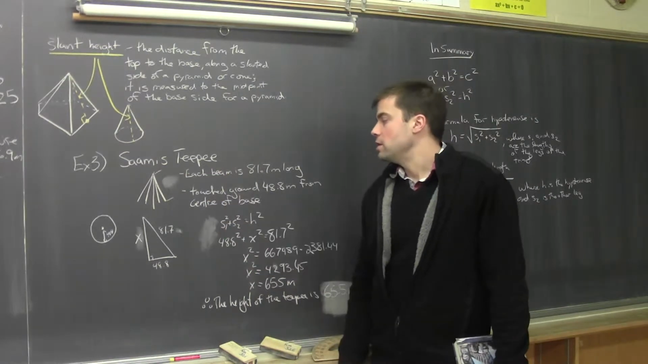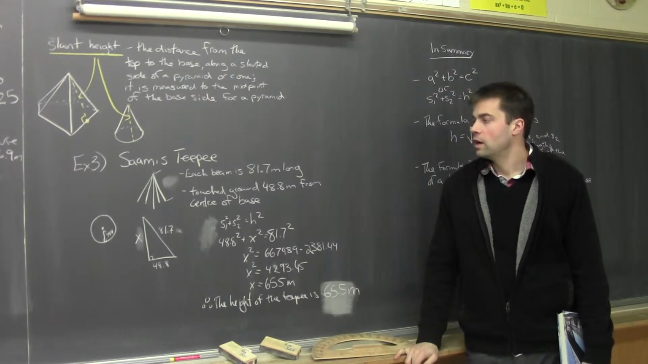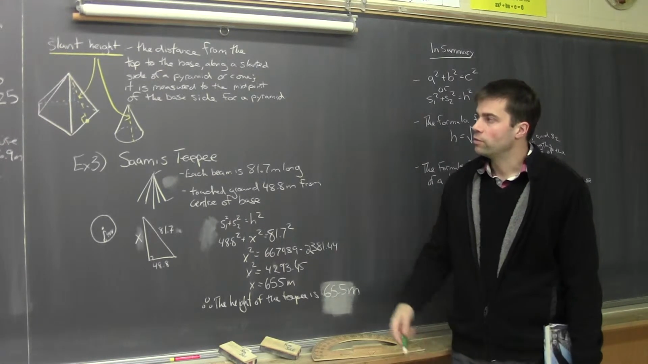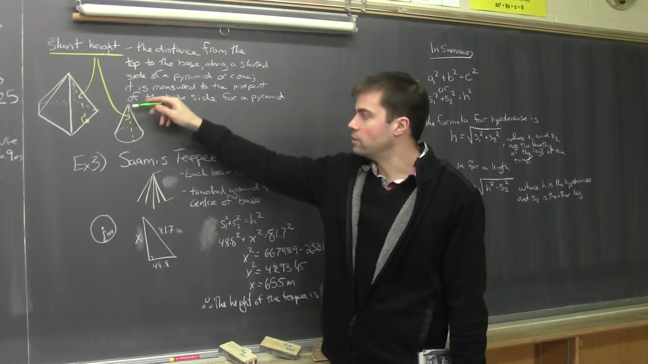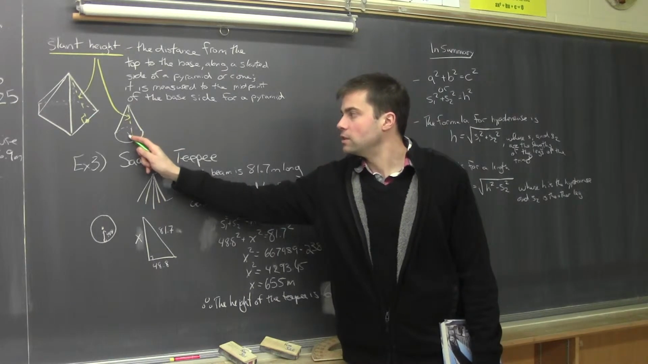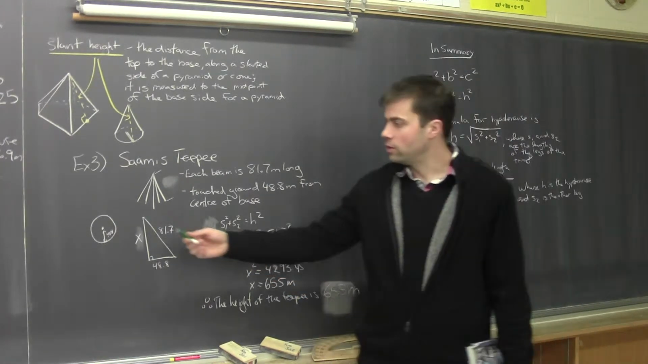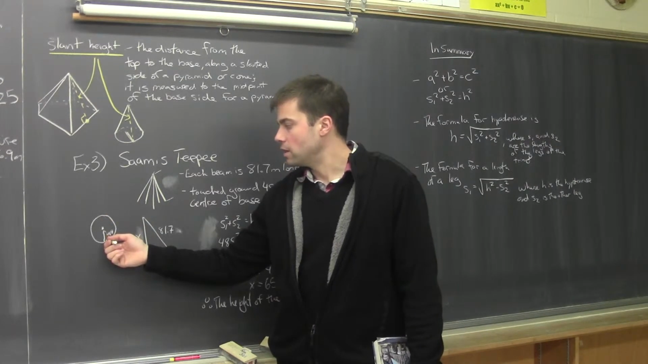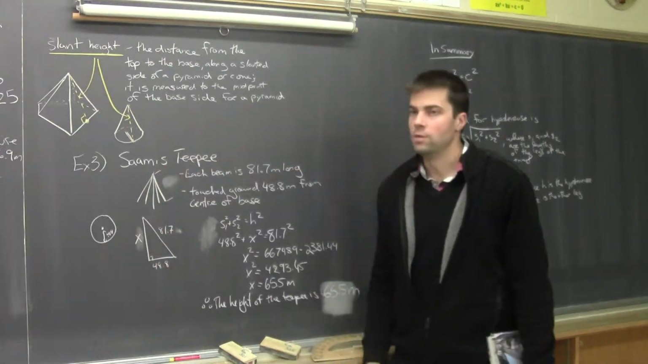So in the same TP problem, it tells us that each beam is 81.7 meters long, and it touches the ground at 48.8 meters from the center of the base. So if this is our TP, this cone, the yellow dashed line is one of the beams. So it tells us this length, and it also tells us this distance from the center out to the beam. Okay, so I drew a top view here. If you're looking right down through the top of the TP, you have the center point to the edge of the circle is 48.8, and now I've drawn a side cross-section view through the TP.